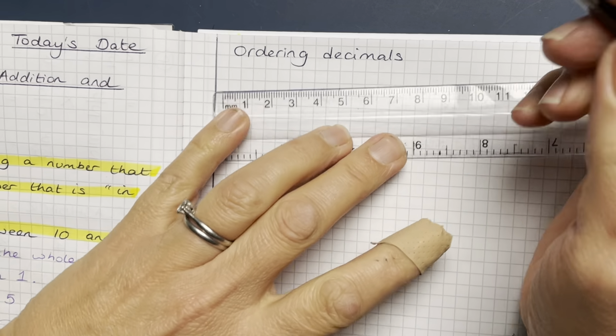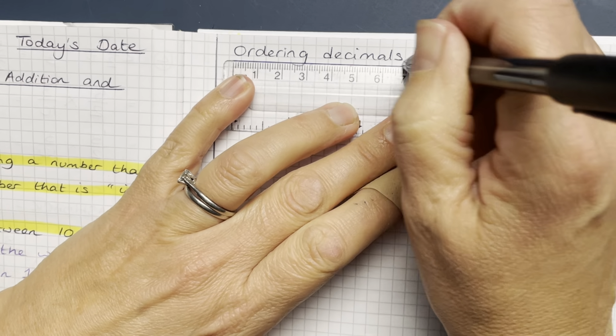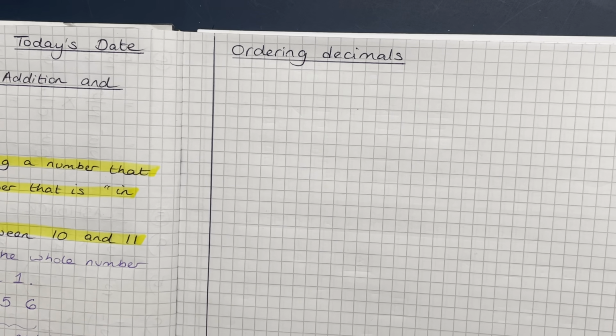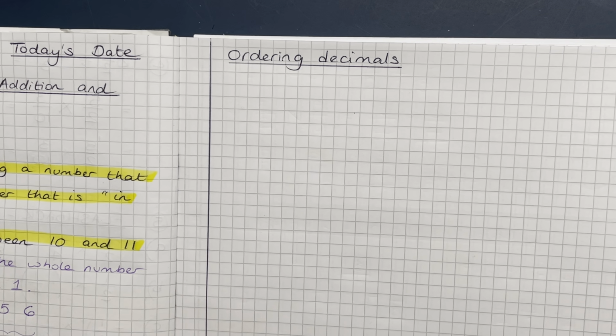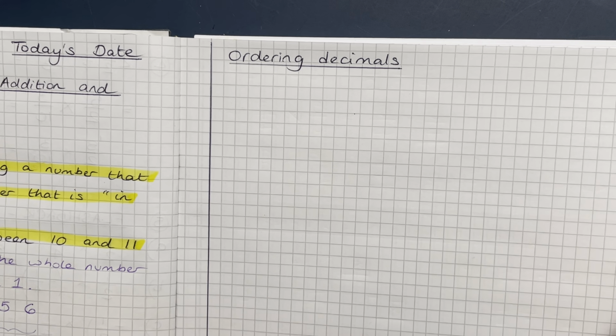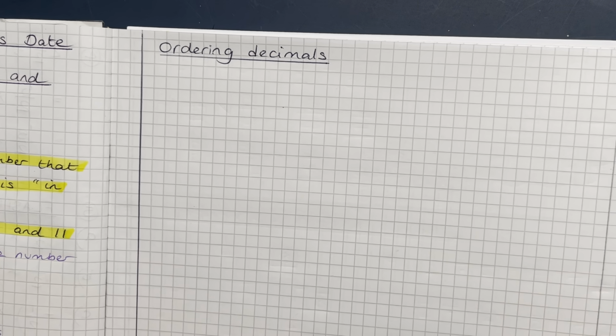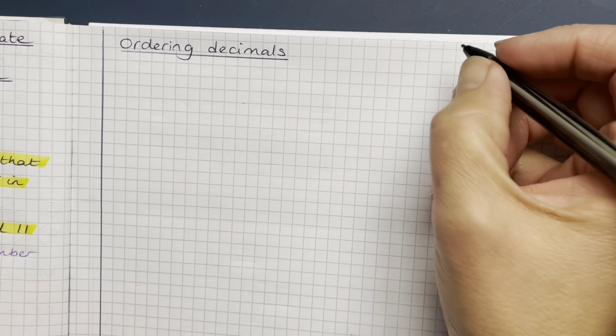Okay, now if you're asked to order decimals, you'll be asked to order them from smallest to largest, or you might be asked to order them in ascending or descending order.